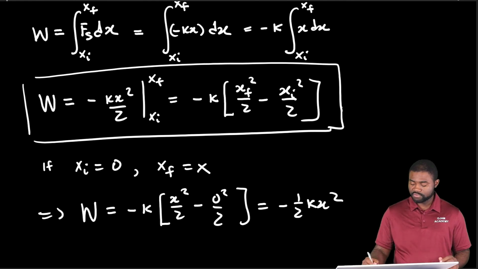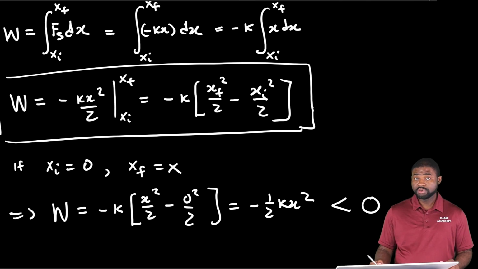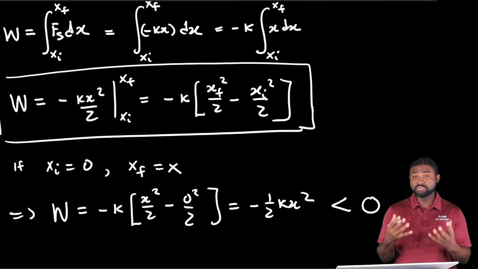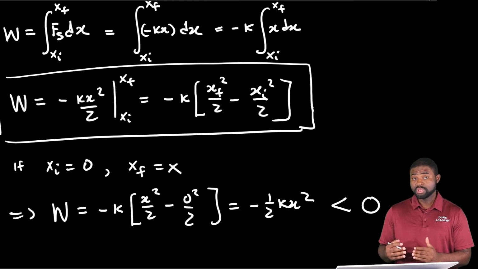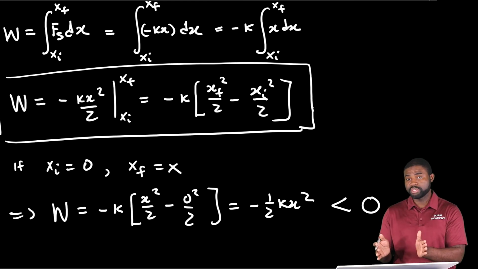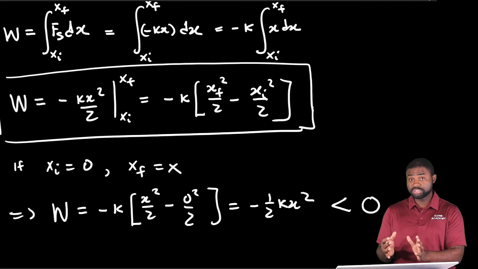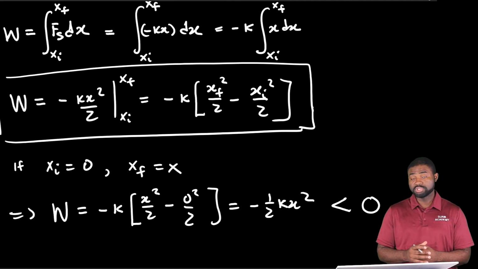Now, if you notice, the work done by the spring is negative. Why is it negative? It's negative because the work is done by the system, which means that the system loses energy. In other words, the energy content of the system decreases. That explains why the work done is negative. But the work done on the spring by the external agent pushing on the block is positive because energy is added onto the system. It's important you know the difference.